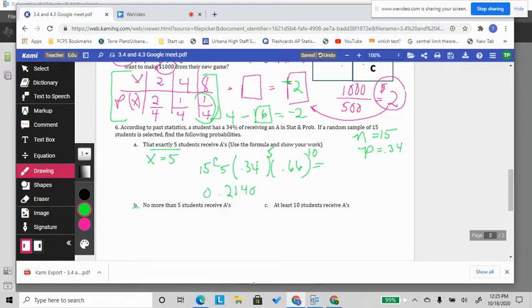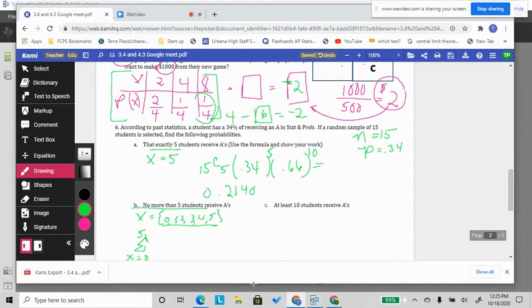Okay, now no more than 5 students receive A's. So no more than 5 means 0, 1, 2, 3, 4, 5. Okay, two ways to do this. First, I'm going to write the formula and show you how to write the formula. Now you're going to be summing. So the sum from 0 to 5, because that's what you need to sum.